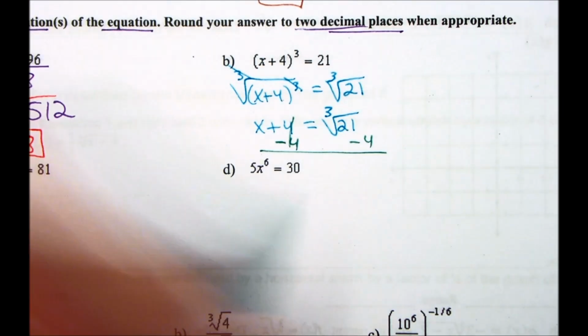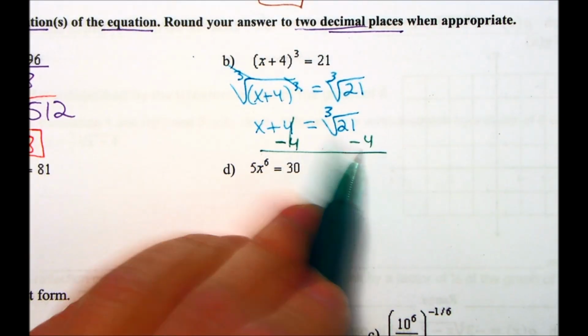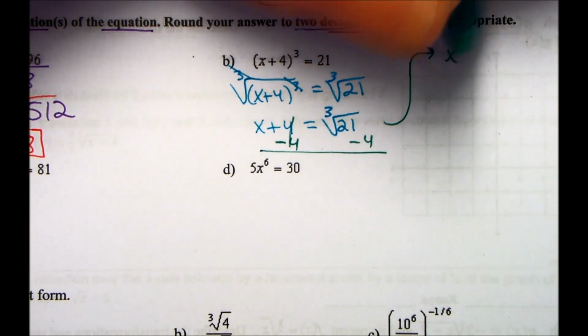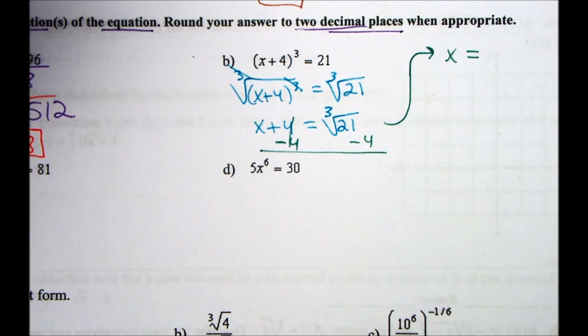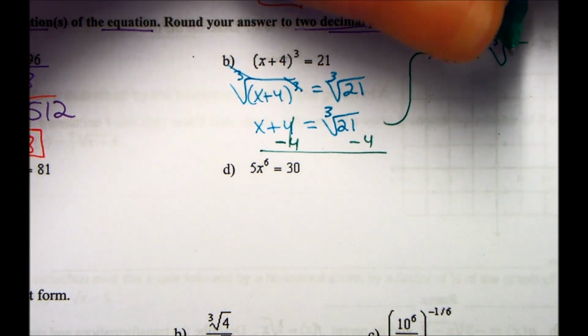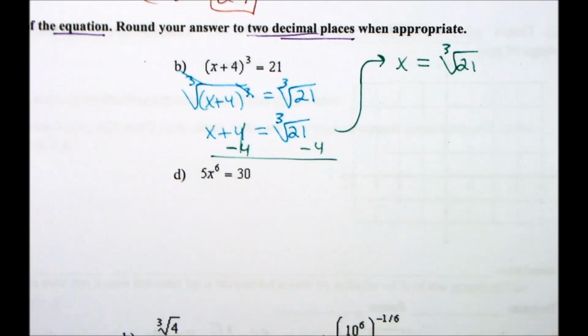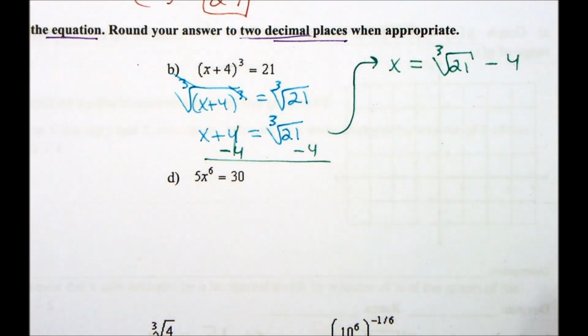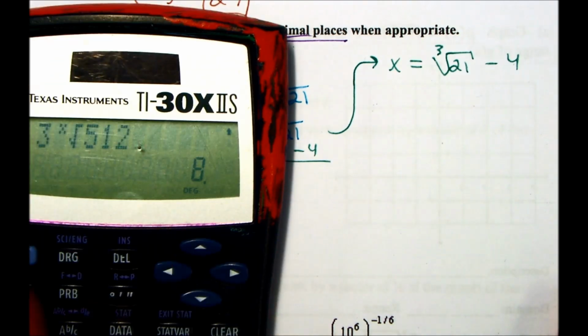And since this is a radical and this is a whole number, you cannot combine them. They are not like terms, but we do have the x by itself now, and we can plug this in the calculator as the cubed root of 21 minus 4. So make sure that the minus 4 is not underneath the radical.